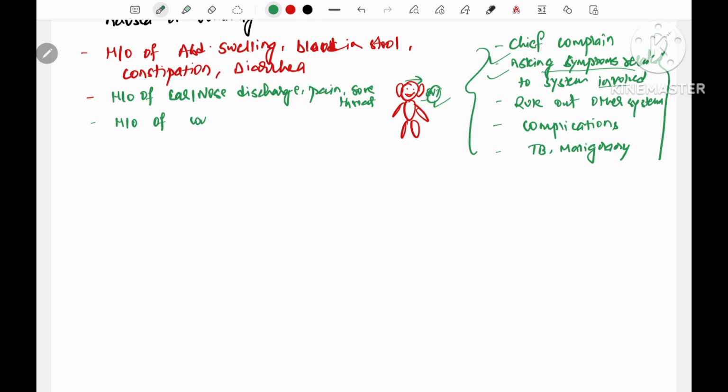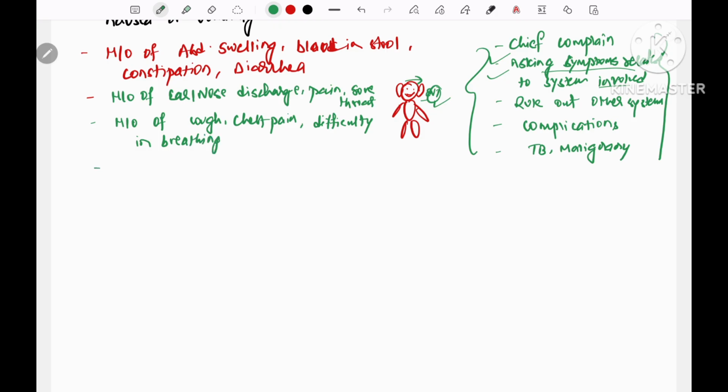We have to ask of history of cough, chest pain. Just 2 3 points, no more are necessary for this. Just 2 3 points like history of cough, chest pain, difficulty in breathing. So from this, the respiratory system is ruled out.